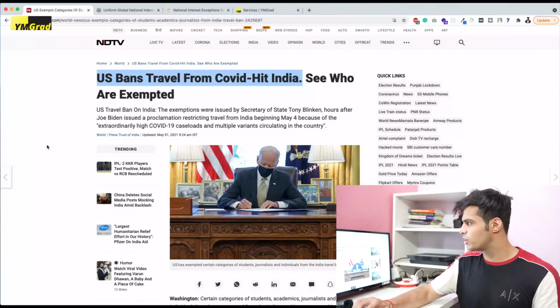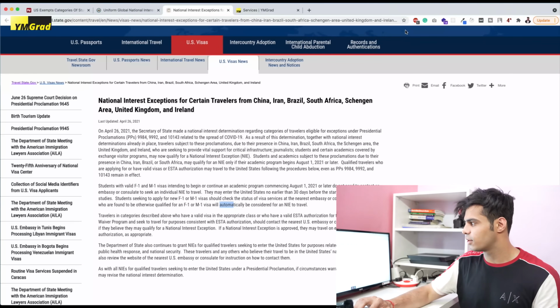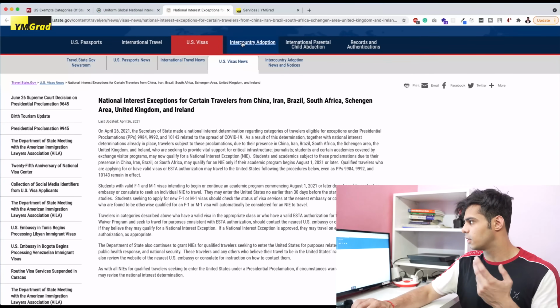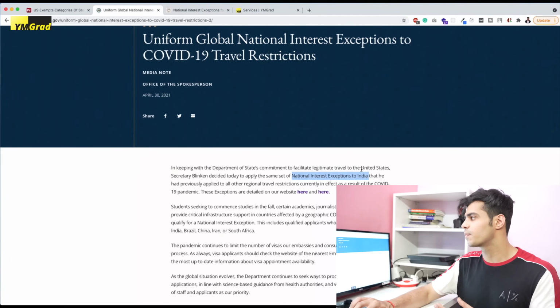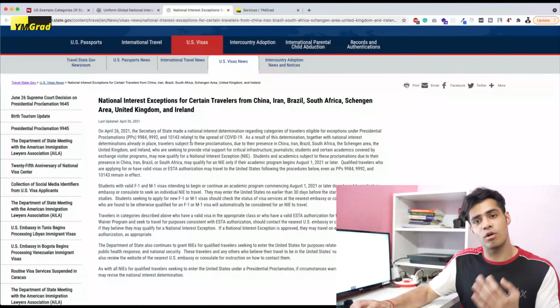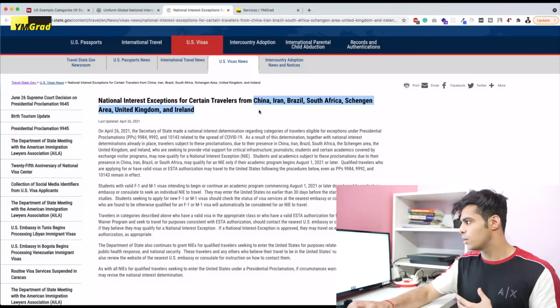And I also mentioned this in yesterday's video over here, that this has not been updated yet. It's April 26, 2021. India was not even a part of the NIE until April 30th, 2021. They added it to the NIE list. And while India is not yet a part of the visa waiver program, in case they try to change things and enable ESTA for India, well, this will be updated.